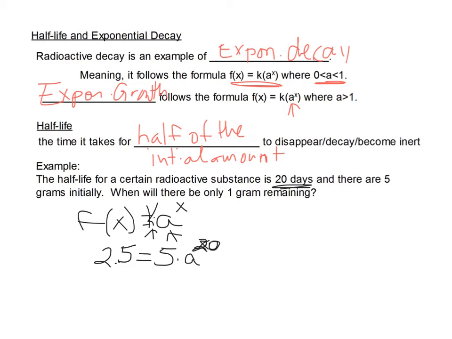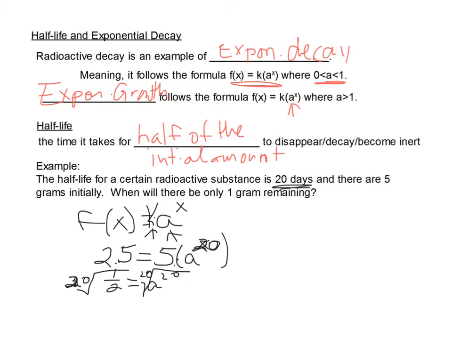So to solve this equation, I'm going to put parentheses there so it looks a little better. I need to divide both sides by 5 because it's multiplying by 5 on this side. So if I divide by 5, I get 1/2 equals a to the 20th. And to get my a, I need to take the 20th root of both sides, or take it to the 1/20th power, whichever. You can do that in your calculator, or you can take it to the 1/20th power, that also works.